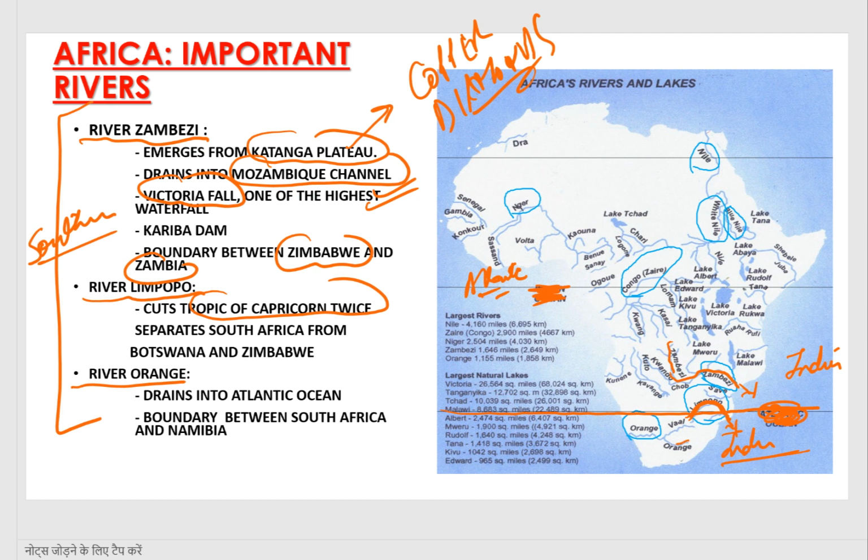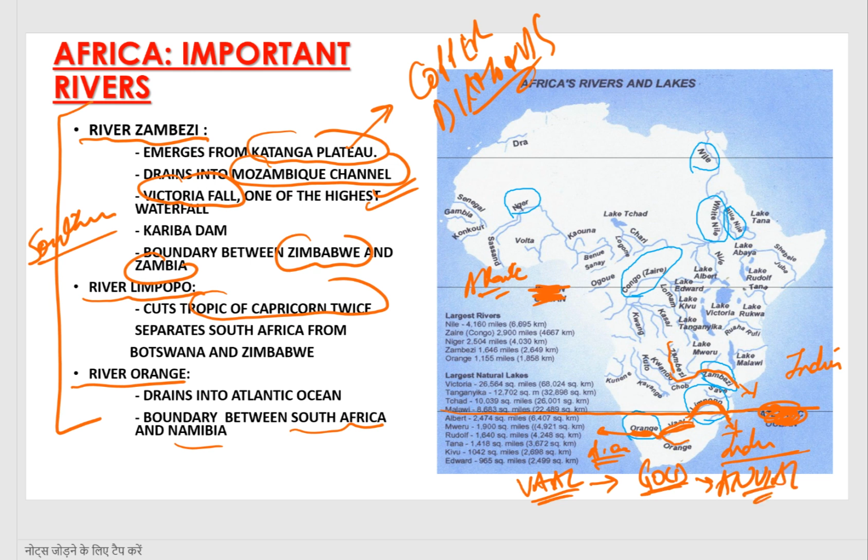As you can see, river Orange is lying in South Africa. It also forms a boundary between South Africa and Namibia out here, this belt. And one of its tributaries is Vaal, and it drains into Atlantic Ocean. And the tributary of River Orange, that is Vaal, is world famous for gold deposits, which are alluvial deposits out here.